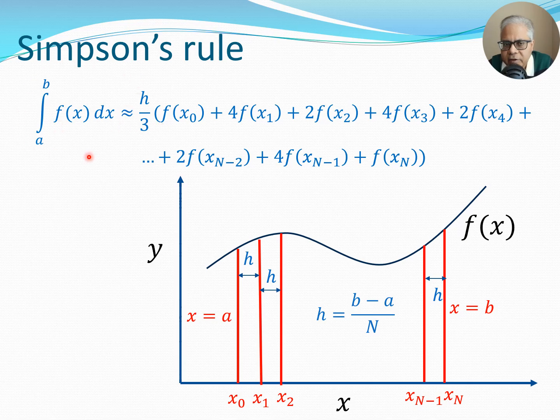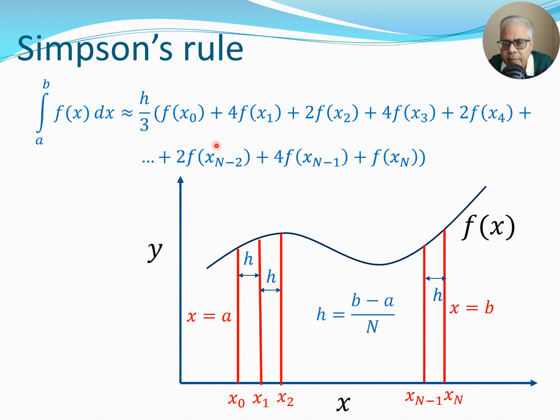So Simpson's rule is given as the integral from a to b of f(x) dx. This particular definite integral is approximately equal to h by 3 times f(x0) plus 4 f(x1) plus 2 f(x2) plus 4 f(x3) plus 2 f(x4), and all the way to 2 f(x n minus 2) plus 4 f(x n minus 1) plus f(xn).